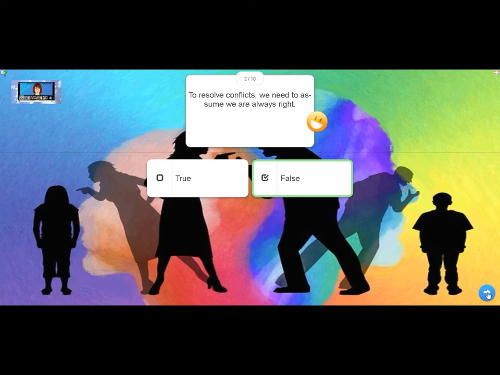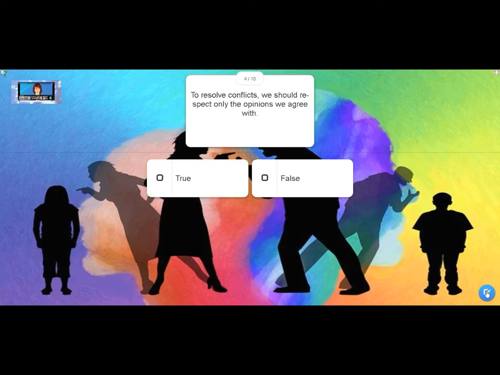Another suggestion in order to resolve conflicts is to look at the situation from different points of view. This is definitely true. We need to be able to understand what the situation is from another person's perspective. So this is definitely true.